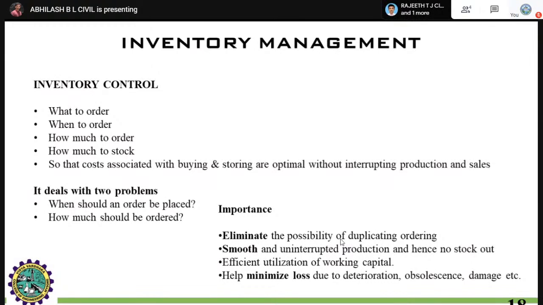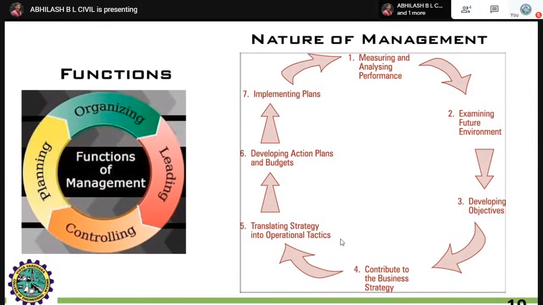Coming to the next, efficient utilization of working capital and help minimize the loss due to deterioration, obsolescence, and damage. This is how material management quality will be there in your construction, and in turn it reduces a huge amount of embodied energy in the material procurement or manufacturing process and the transportation process. Everything will in turn be reduced. This is what you call sustainable construction management.